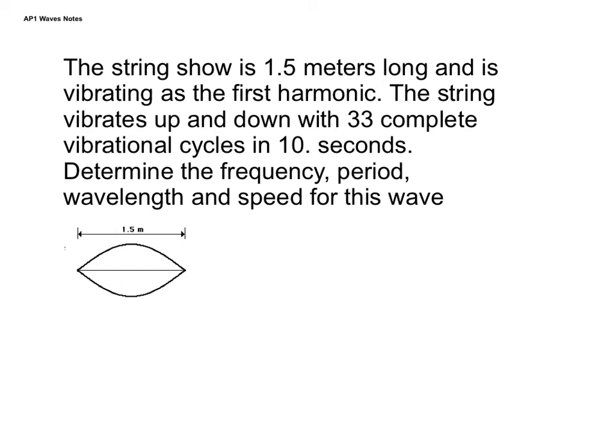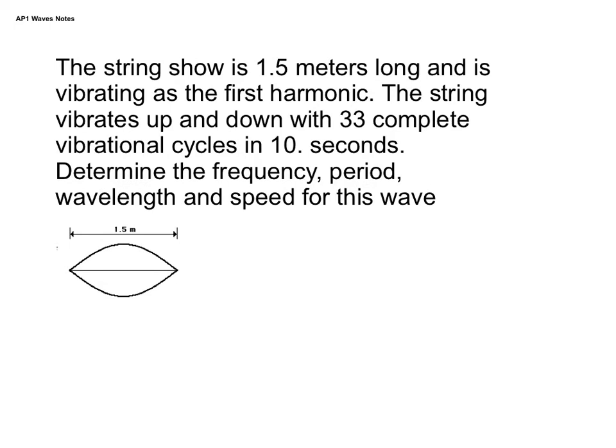So let me give you an example here. We have a string that is 1.5 meters long. And with this 1.5 meter long string, we're going to have it vibrating in the first harmonic. And when it's vibrating in the first harmonic, what we can observe is an oscillation of 33 complete vibrational cycles every 10 seconds. With that information, we're going to determine frequency, period, wavelength, and wave speed for this wave.